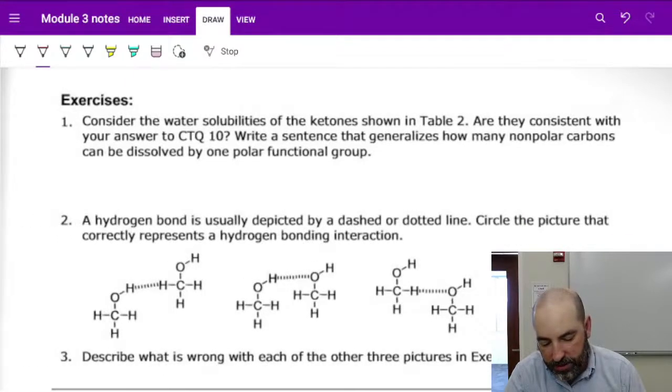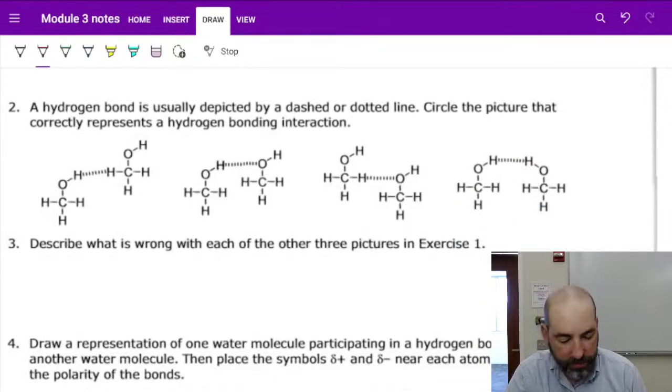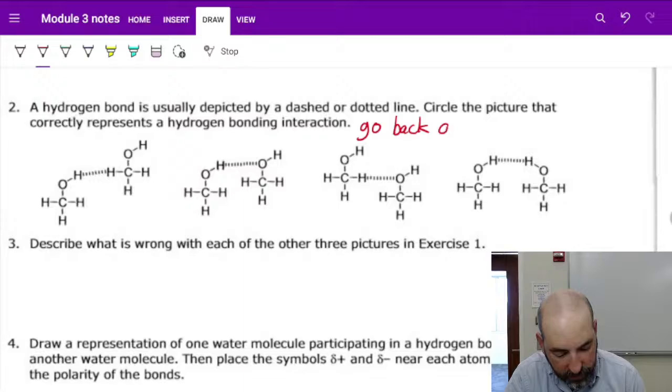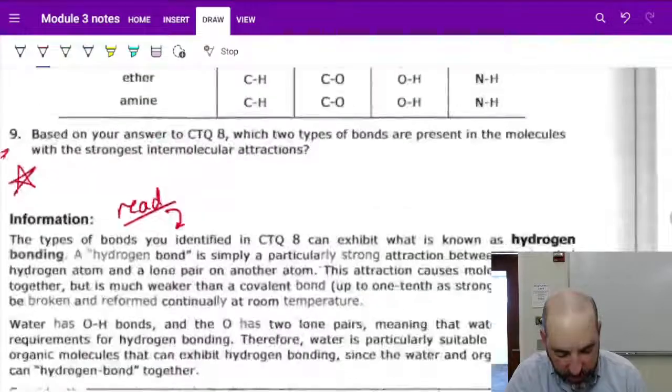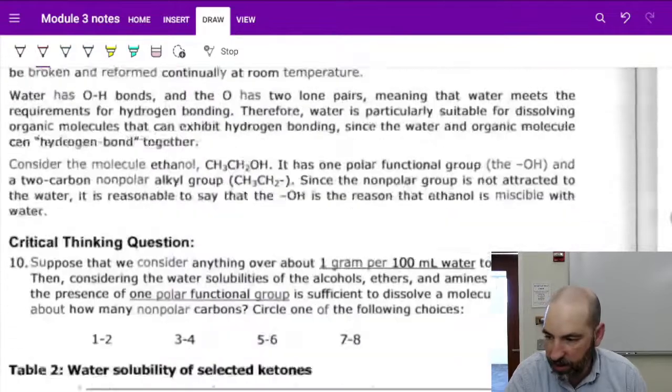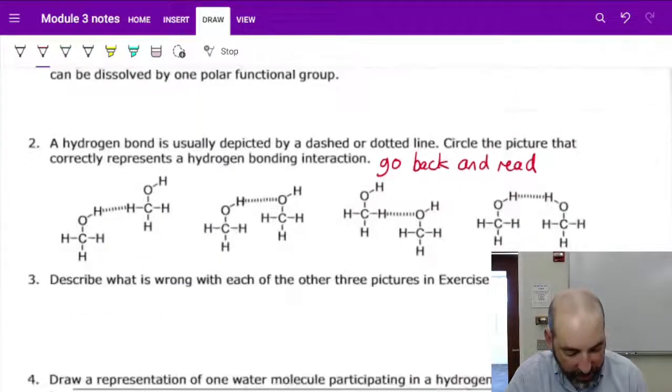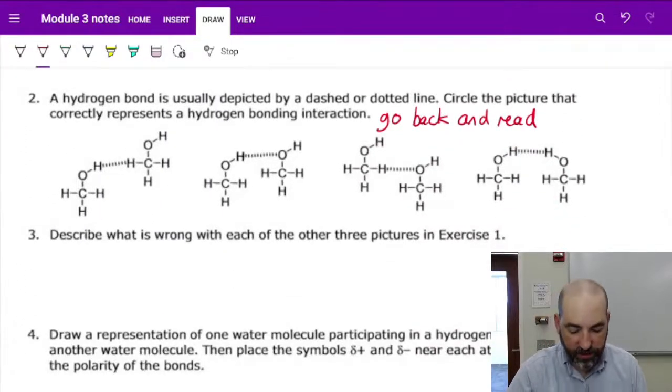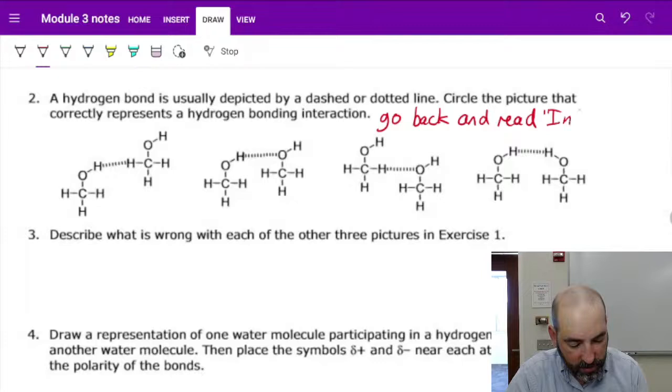And then number 2, this is an important one that people often get wrong, but it actually describes it earlier. Go back and read the part that I said to read, the information up here. If you follow that, it should be clear which of these is correct, and how you decide, and then you can decide what's wrong with the other one. So that was the information.